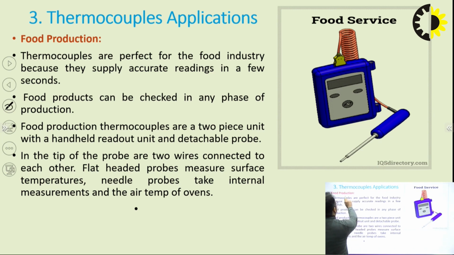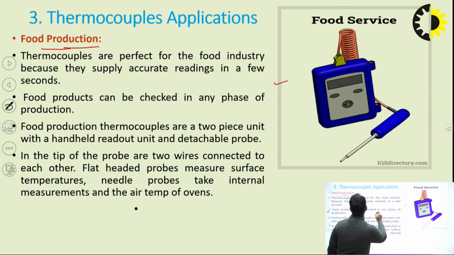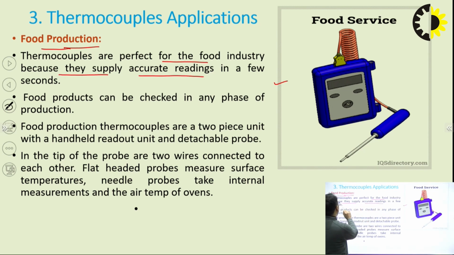Here we can list some industrial applications of our thermocouple. So first is food production. As we know, temperature is a critical parameter in food items, and to measure that temperature we require more sensitive devices like thermocouples. So thermocouples find application in the food industry as well. Thermocouples are perfect for the food industry because they supply accurate readings in a few seconds. Food products can be checked in any phase of production.